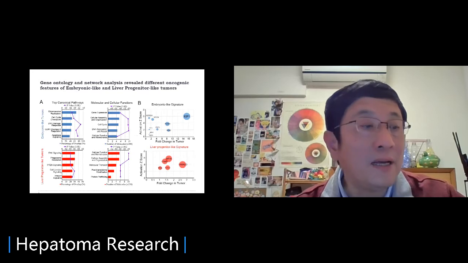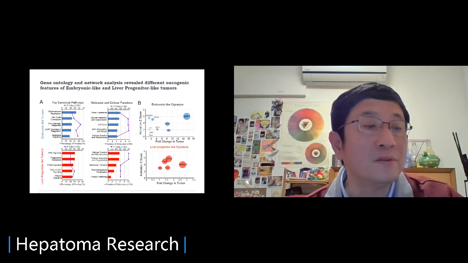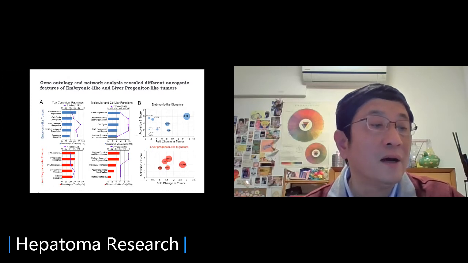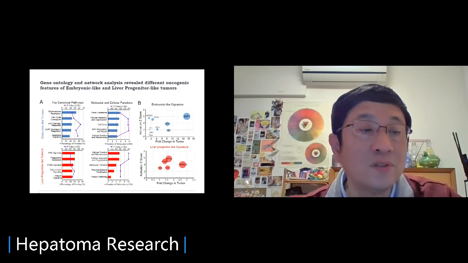In panel A, we can see gene GO and network analysis found HCC could be grouped into two major subtypes according to the top-ranked pathways and the molecular functions: the embryonic-like tumors and liver progenitor-like tumors. In panel B, IPA upstream activator analysis was used to identify the common transcriptional activators of the oncofetal genes isolated from the two subtypes of liver cancers.